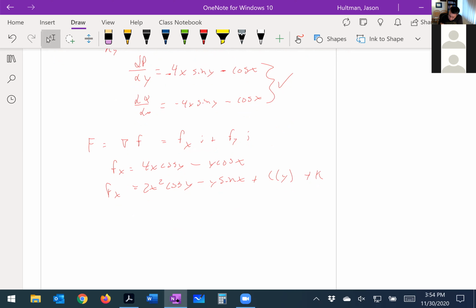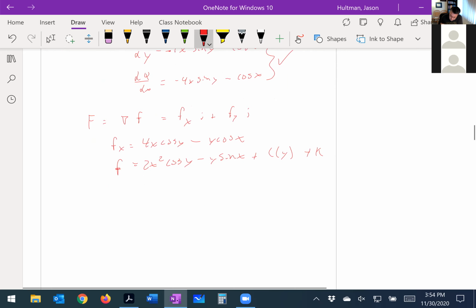Because if I take the partial with respect to x, I would get rid of anything that involves just k or just y. Okay, and then some constant. So this is my f, my original lowercase f function, that's by integrating on f sub x.